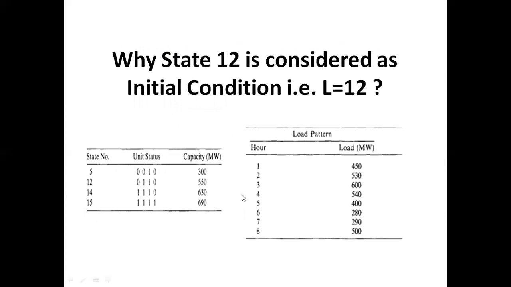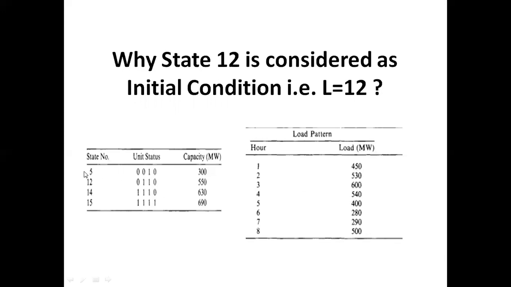Because if I see at state 5, for the hour work, first we have to see for the hour, because we have to go hour by hour in the calculation, that I have already told. For the first hour, our load demand is 450.